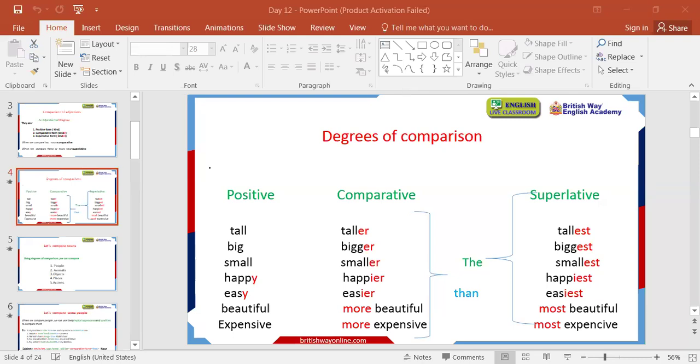If I say greedy, greedier, greediest. No, greedy ends with Y. Okay. If I say fat, fat, fatter, fattest. Okay, right.